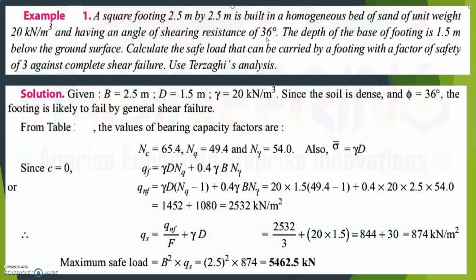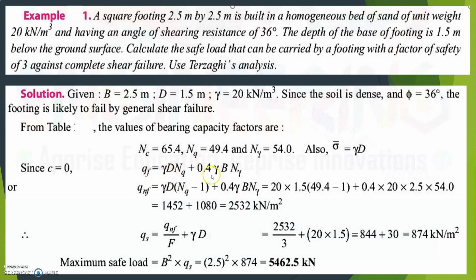So take NC, NQ and N gamma values from the table. You will get NC is equal to 65.4, NQ is 49.4 and N gamma is 54. But here this NC term is not there because this is a sand. So C is equal to 0, so the first term gets cancelled. C NC is not there because C equals 0, since this is sand. Now only two terms, NQ and N gamma.